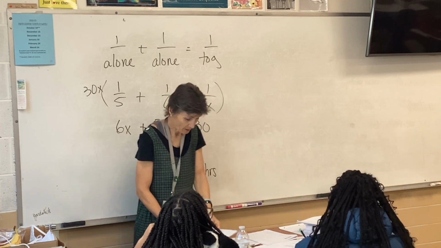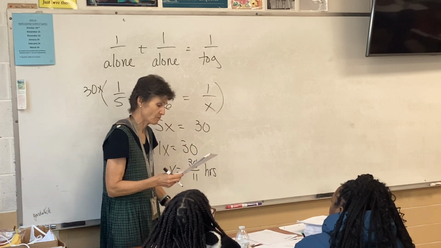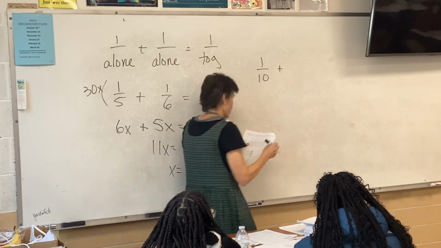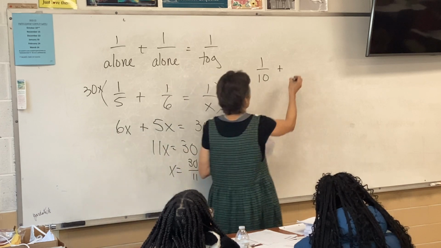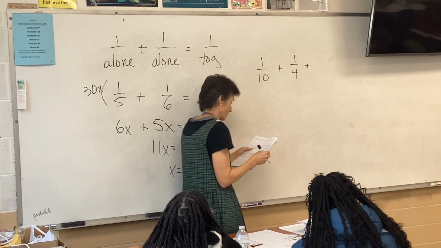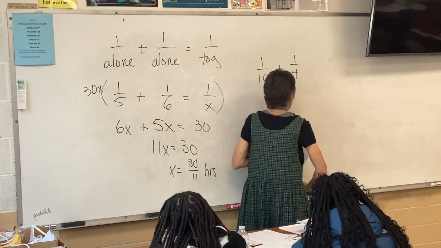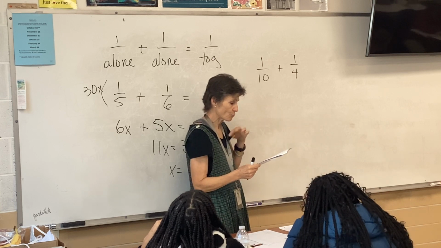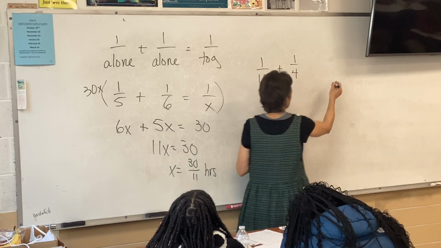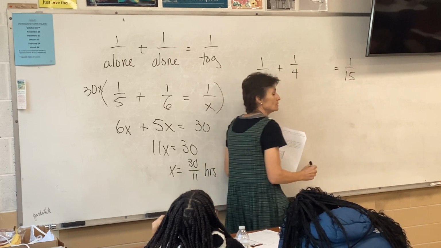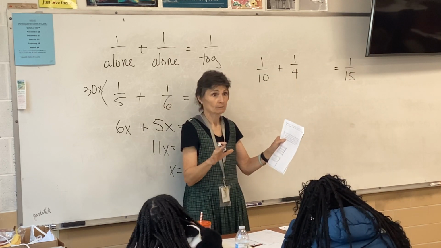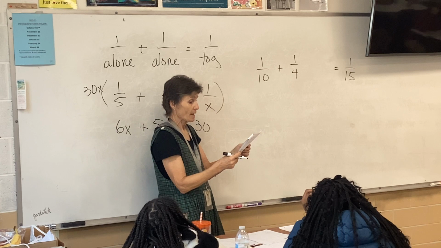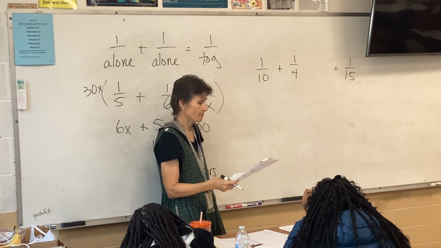Here we go, number 6. A drain is left open as a pool is filling. Hose X can fill it in 10 hours. Hose Y can fill it in 4 hours. And the drain is open. If both hoses are running in and the drain is open, it takes 15 hours to fill the pool. So the end result is 15 hours: hoses in, drain out. How long does it take the drain to empty the pool?